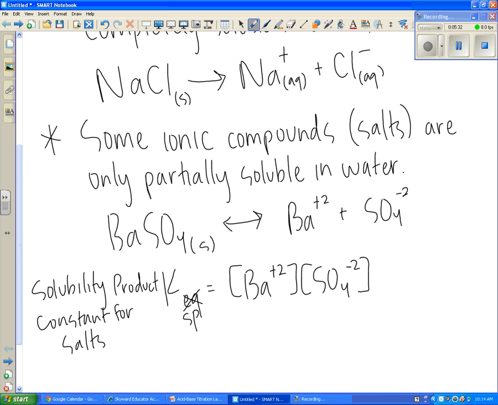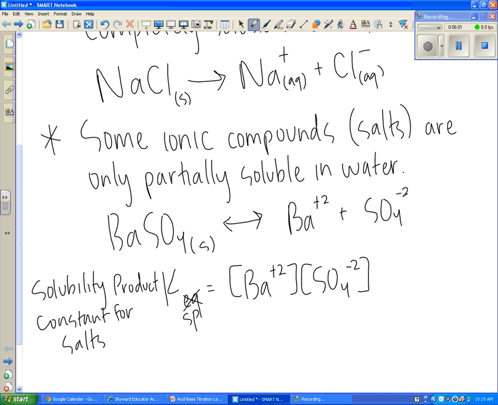Ka refers to the equilibrium established when an acid is dissolved. Kb refers to the equilibrium established when a base is dissolved. Ksp simply refers to the equilibrium that is established when a salt is dissolved. It's all found the same way we find Keq, the ratio of the products raised to their coefficients over the reactants raised to theirs. But we have a special name for it because it specifically refers to salts dissolving in water.